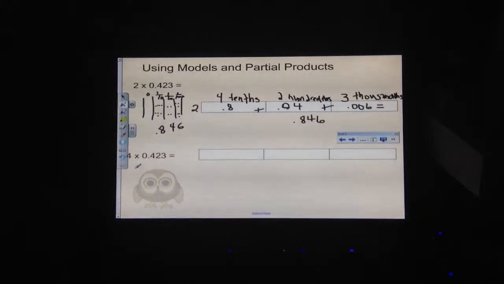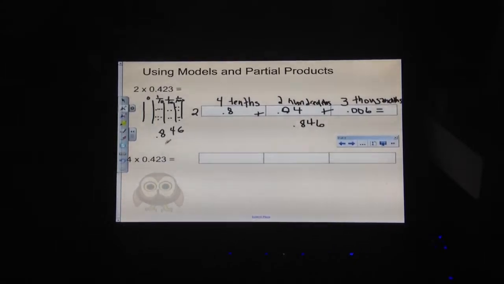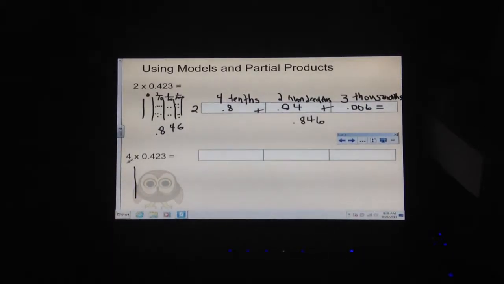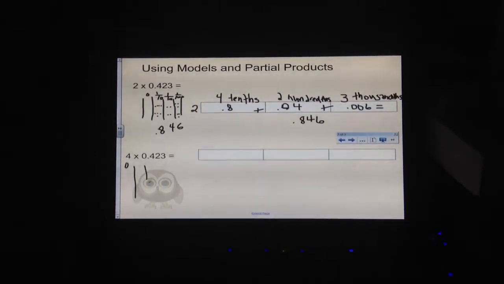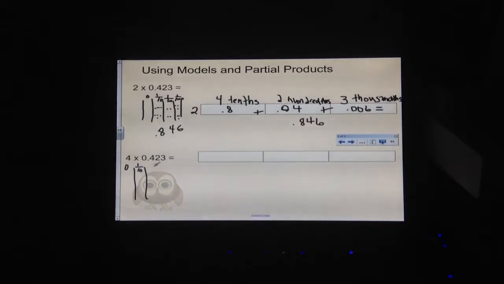So let's look at one more over here. I have 4 copies of the same number, which was 423 thousandths. I'm going to see if I can make this a little bigger. So there's my ones, my tenths.